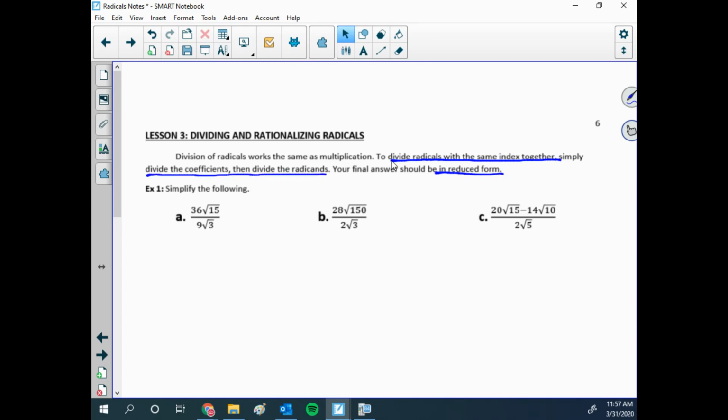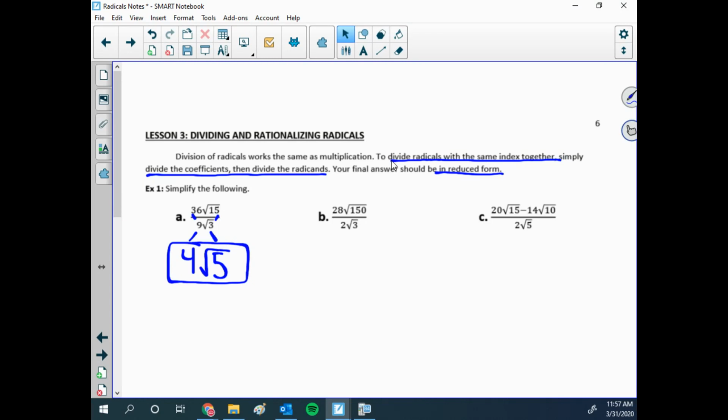Looking at this question, 36 root 15 divided by 9 root 3. My indexes are the same. That's really the main criteria for me to be able to start dividing here. So I'll take my coefficients and divide them by each other. 36 divided by 9 is 4, and 15 divided by 3 is 5, and that still has to stay underneath the root sign. If I look at that, it's as simplified as it can get. So that should be my final answer.